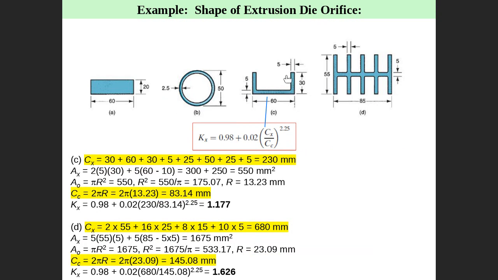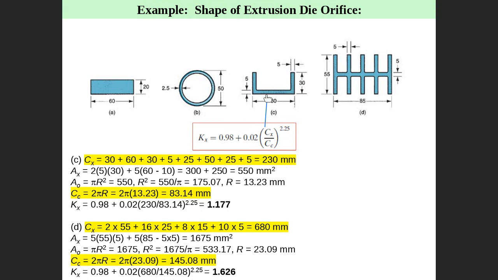The perimeter of this guy, المحيط يعني بتاعه يا شباب, يعني اللي هو ايه 30 plus 60 plus 30 plus 5 plus 25 plus 50 plus 25 plus 5. محيط يعني مجموع كل الأطوال اللي موجودة عندنا دي. المحيط بتاع الجزء ده. This is the Cx. I think it's easy, right?